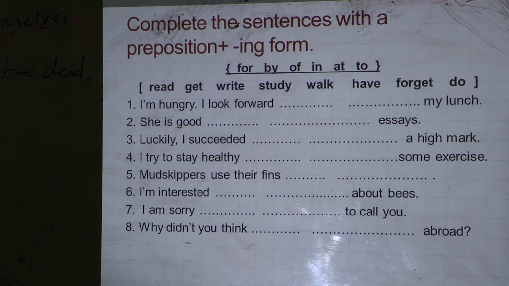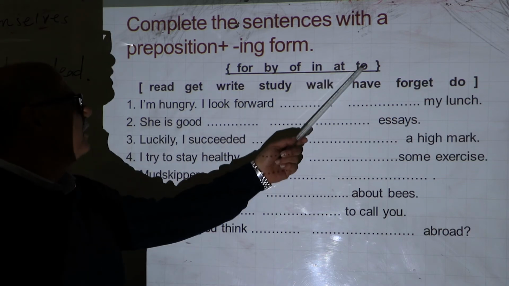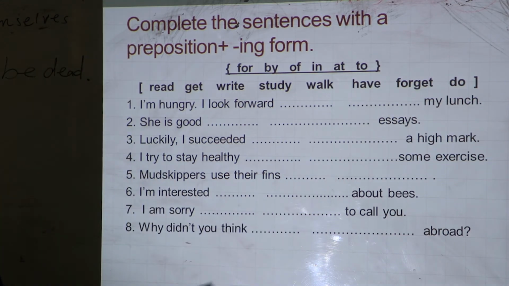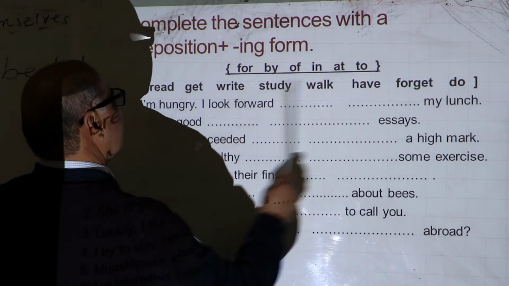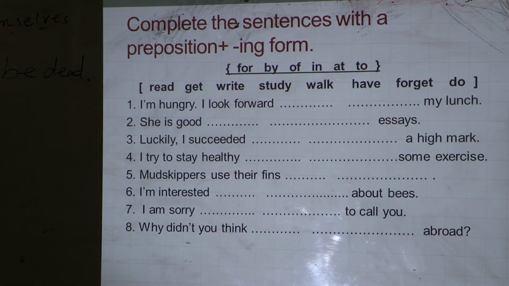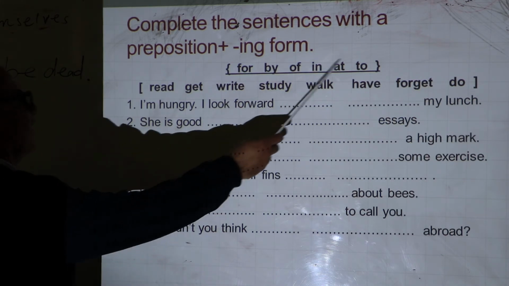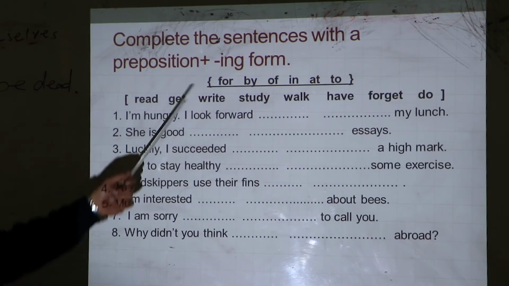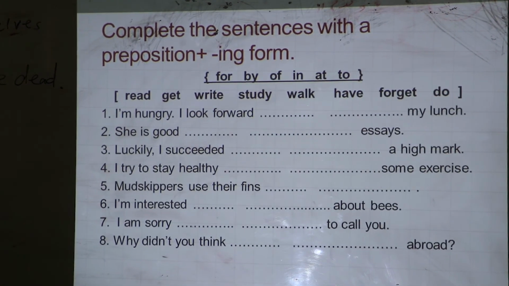For example, I am hungry, I look forward to having my lunch. So to have plus ing, I am hungry, I look forward to having my lunch. Look at number 2. She is good at writing, he says. Write plus the ing form.